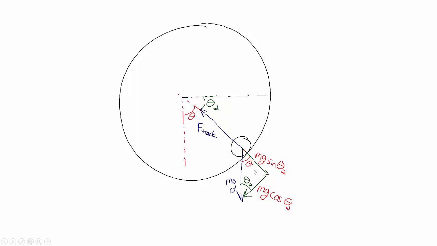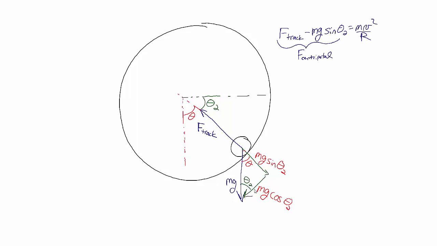This perpendicular component of the weight is also along the radius of the circle, away from the center of the circle. This parallel component of the weight, the component of the weight that's parallel to the track right there, that's also the tangential component of the weight. That's the component of the force of gravity that's tangent to the circle.